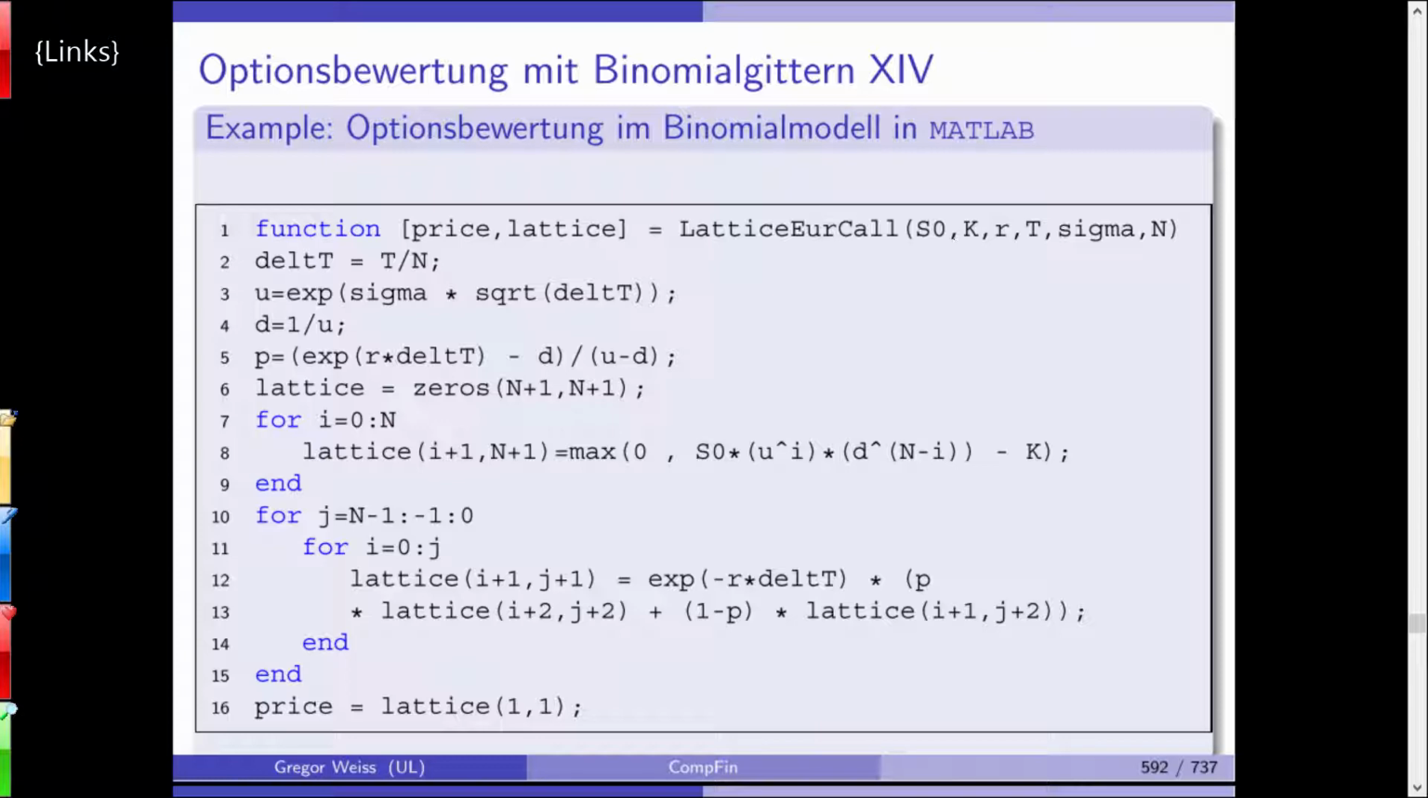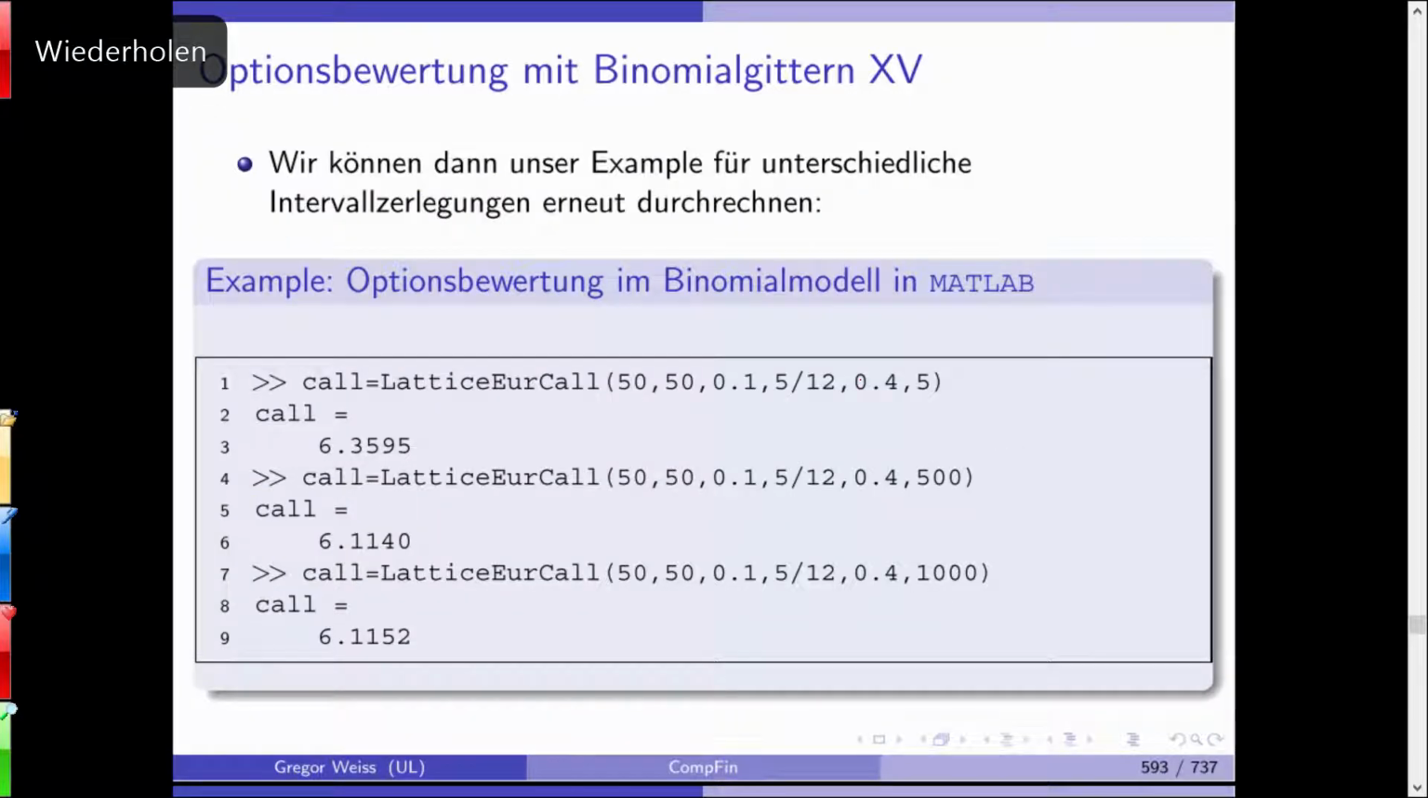This is the S0, K, R, T, sigma, T, sigma, N. Actually, I don't really know right now why I put this in here. Why did I use 5 months? Might simply be an error in the program.